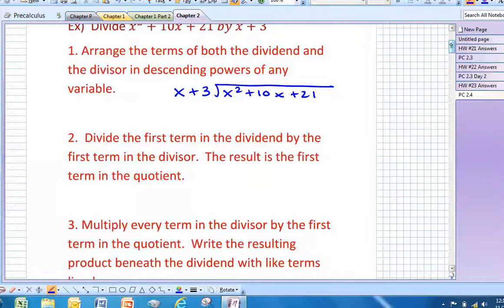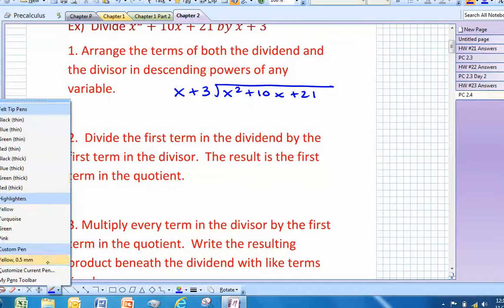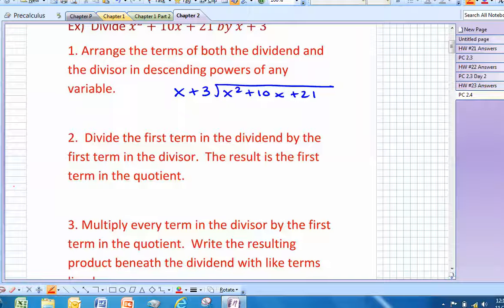Second, I'm going to divide the first term in the dividend. So notice this is the dividend right here. The first term in the dividend by the first term in the divisor. So you're going to take x squared divided by x. And the result is the first term in the quotient. So x squared divided by x is just x. So notice I'm going to put that x right there.